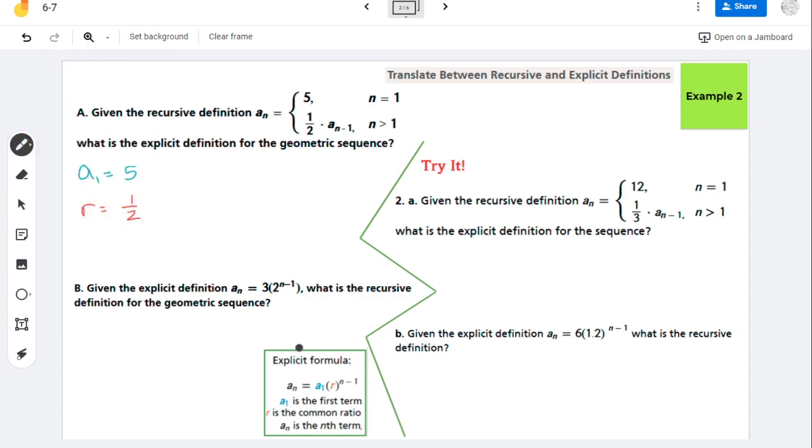So now I can use my explicit formula to just write it out. I have a sub n is equal to a sub 1, which is 5, times the common ratio, which is 1/2, to the n minus 1. Everything that's written in black in this formula stays the same every time. You just change your a sub 1 and your common ratio.